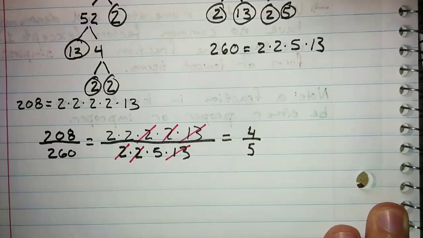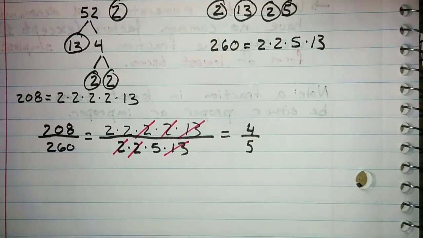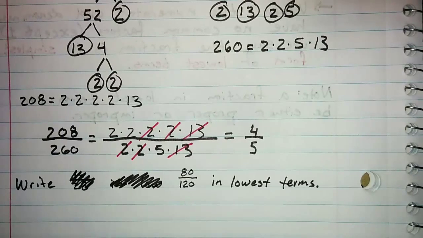I'm going to give you one of these to try. You can use whichever method you prefer, but I'm probably going to show you method 1. Write 80/120 in lowest terms. Pause the video and try this now.